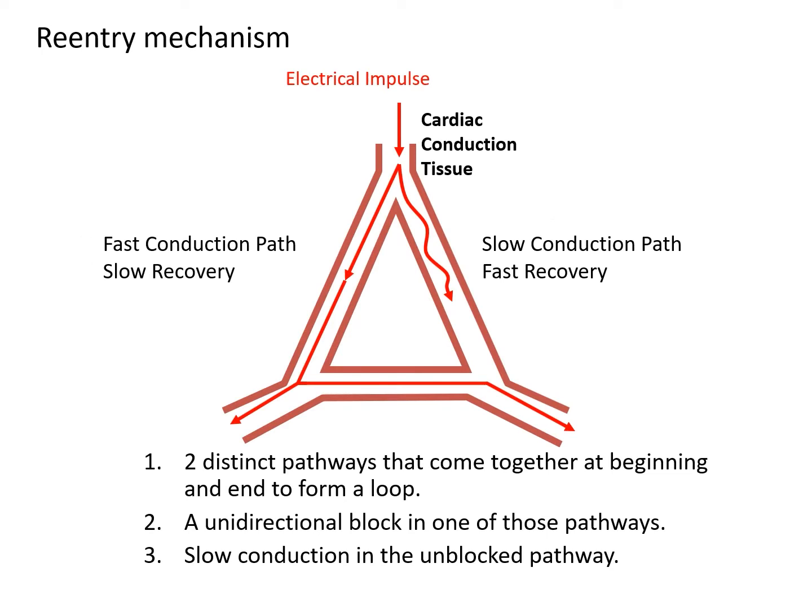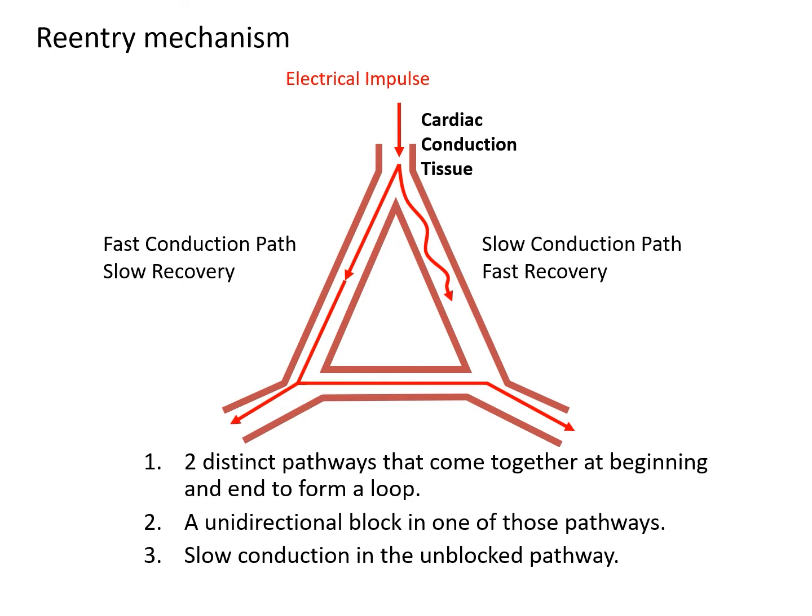Let's try to understand the re-entry mechanism through this simplistic diagrammatic representation. Here there are two distinct pathways that come together at the beginning and the end to form a loop. Now in the event of the pathways being normal, the electrical impulse will come down through the fast conduction pathway and then it will subsequently travel to depolarize the rest of the tissue downstream. Now we will discuss what happens when there is a unidirectional block in one of the pathways.